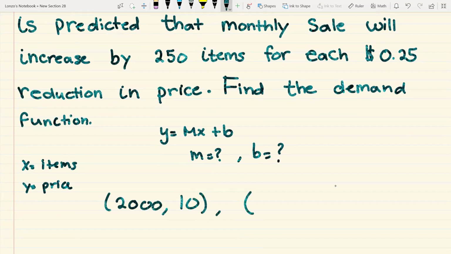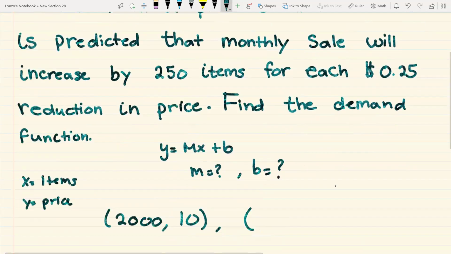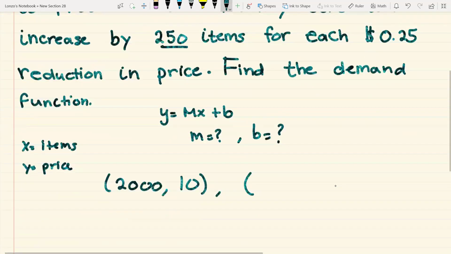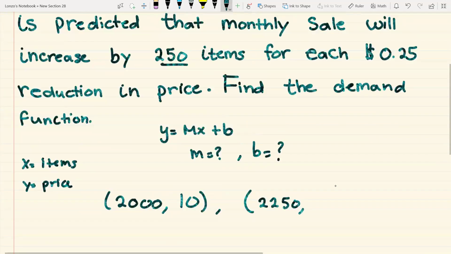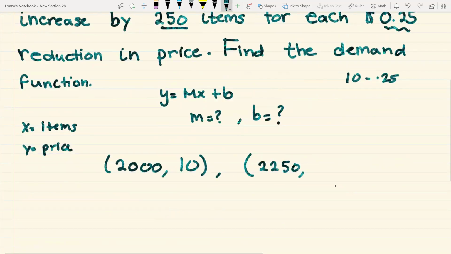Okay. And then what is the other coordinate, right? We have to have two. In order to find m, we need two coordinates. So they say that it will increase by 250 items for 25 cents each. So if you started with 2,000 and then you increase by 250, your new item count will be 2,250, right? And then instead of $10, we're decreasing it by 25 cents. So what's $10 minus 25 cents? That would be $9.75.